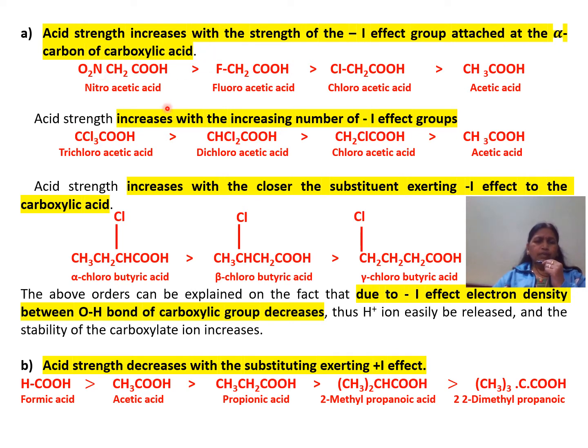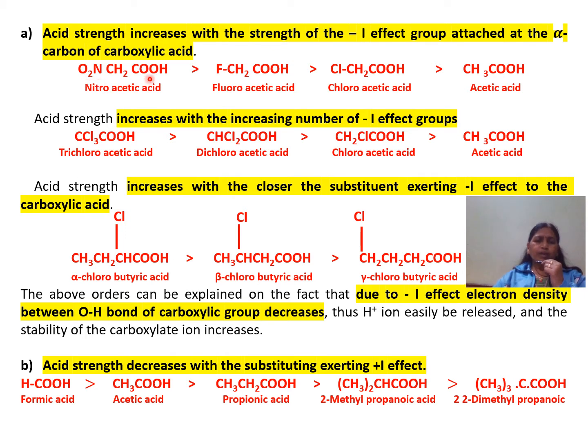For example, let us take the example of acetic acid. Acetic acid is CH3COOH. This is the alpha carbon. At the alpha carbon atom, suppose one of the hydrogens is replaced by chlorine, then it will be chloroacetic acid. If it is replaced by fluorine, it is fluoroacetic acid; NO2, nitroacetic acid.